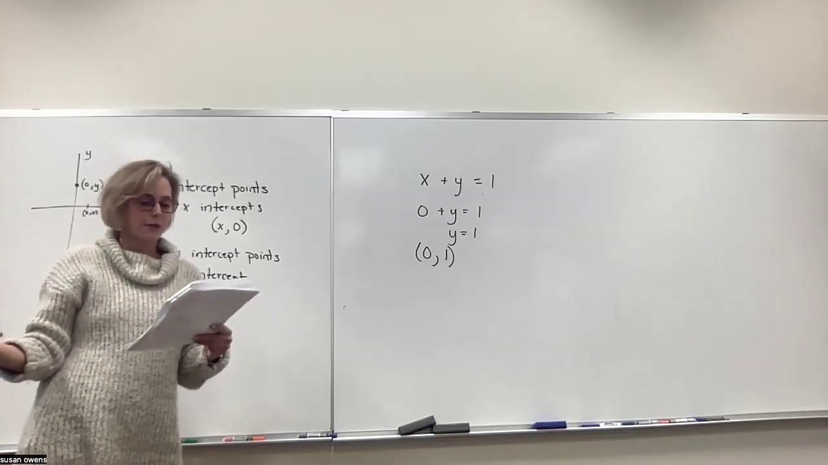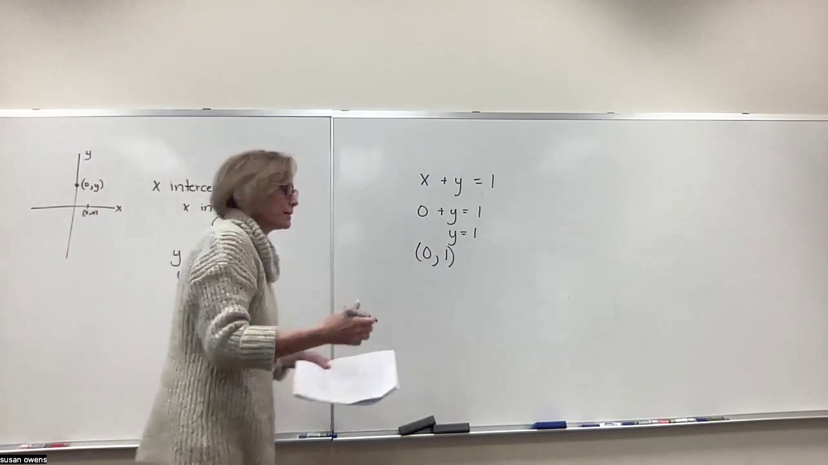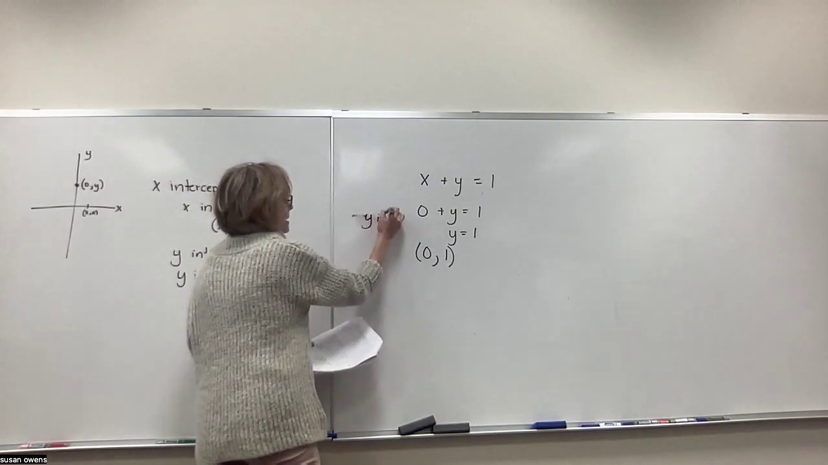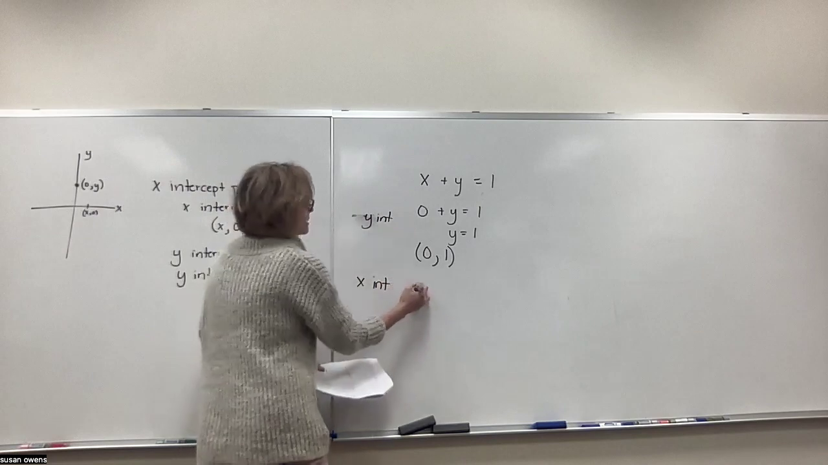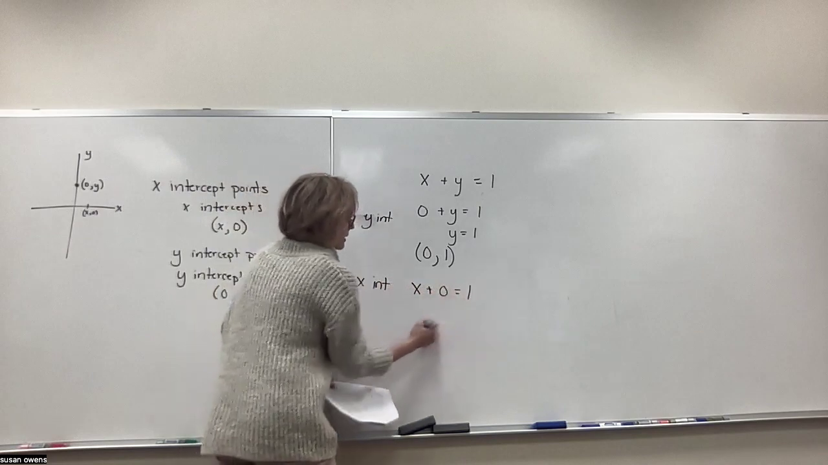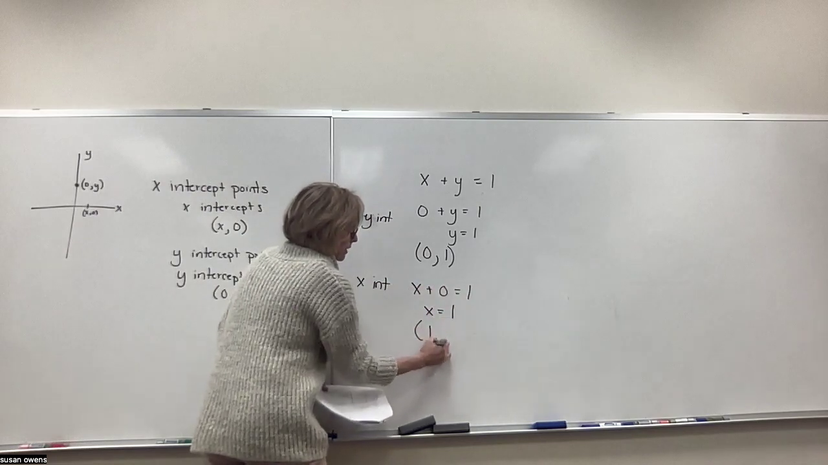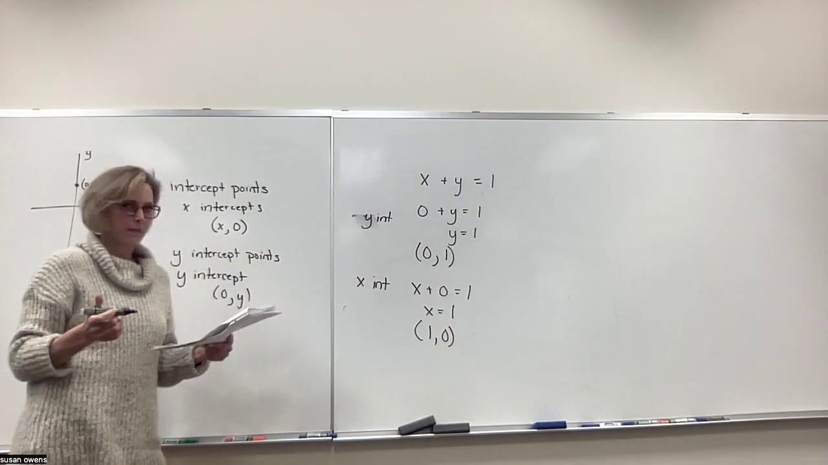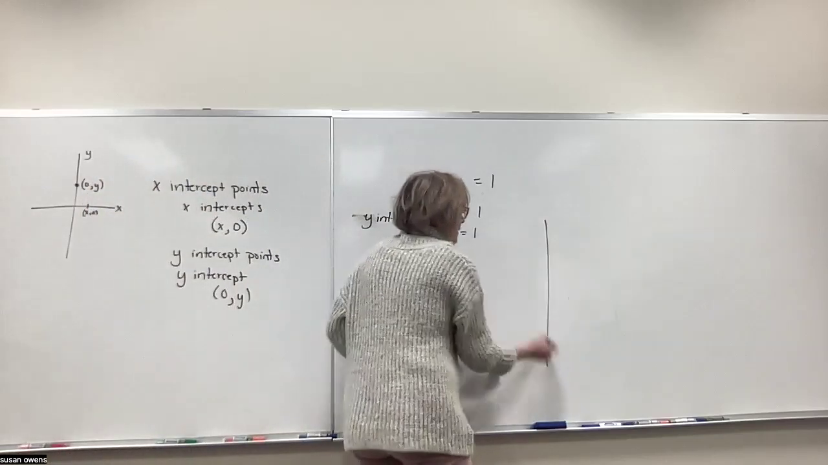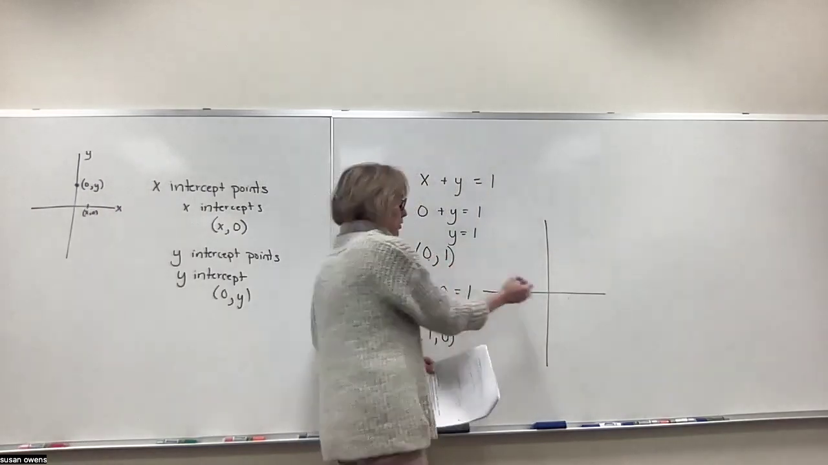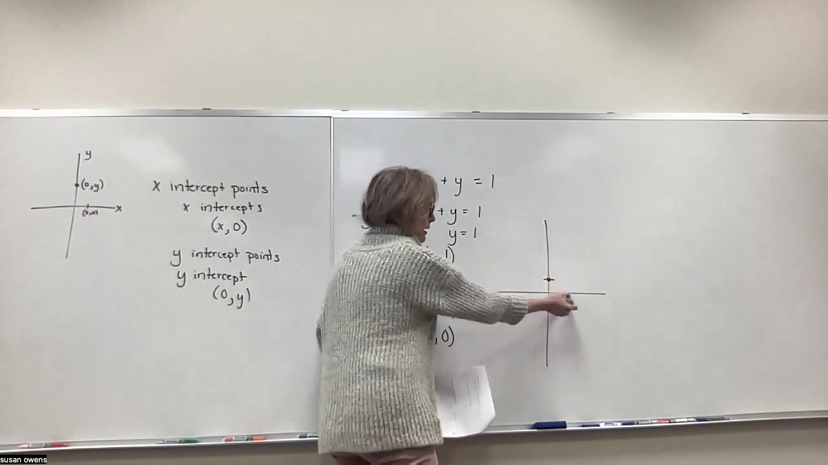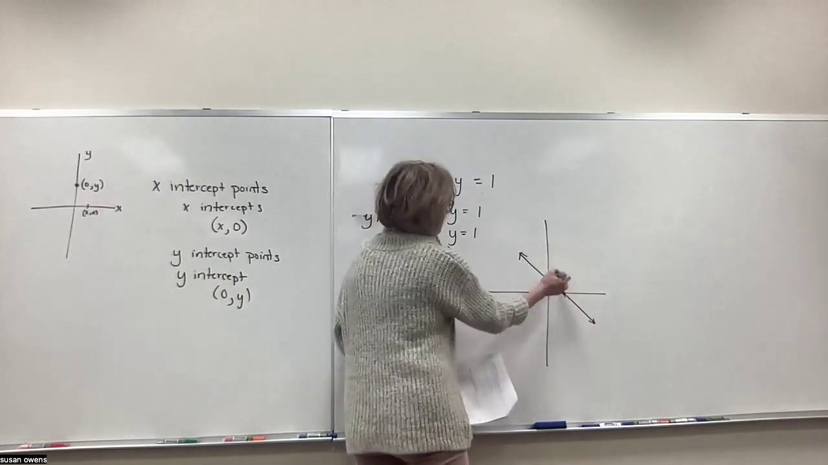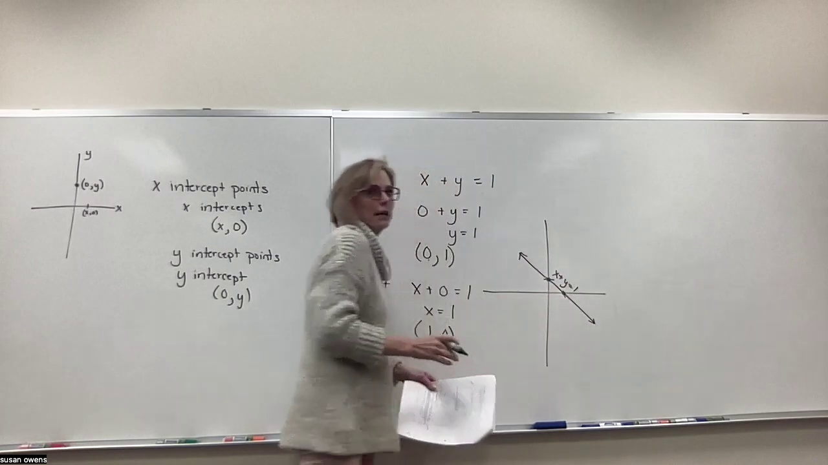To find the x-intercepts, we set the y value to 0. Now we do the x-intercept. So we do x plus 0 equals 1. x equals 1. So (1, 0). Okay, if we want to then graph that line, we could graph those points. Over 0, up 1, over 1, up 0. It only takes 2 points to draw a line. So connect those. And we've graphed the line x plus y equals 1.